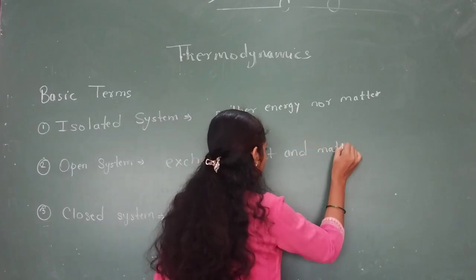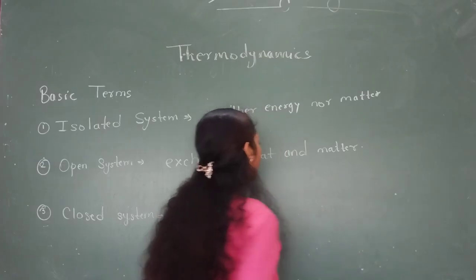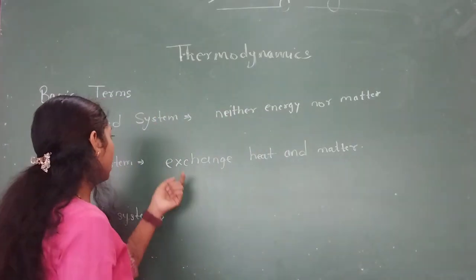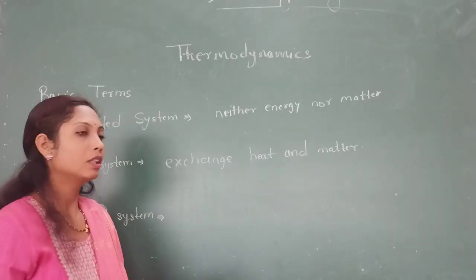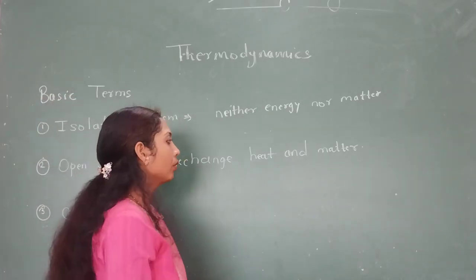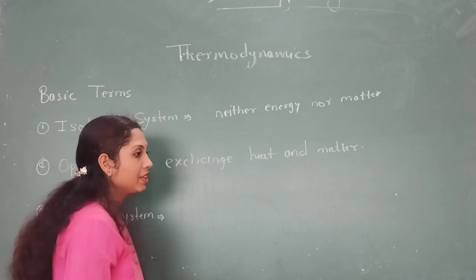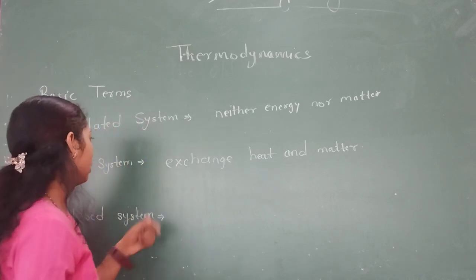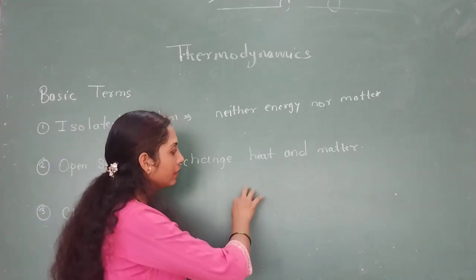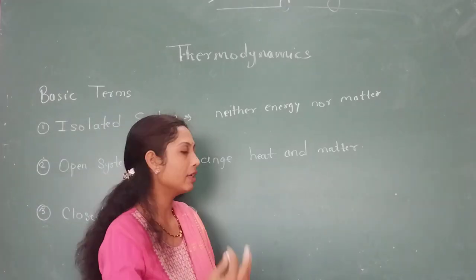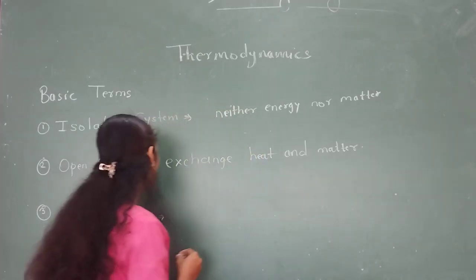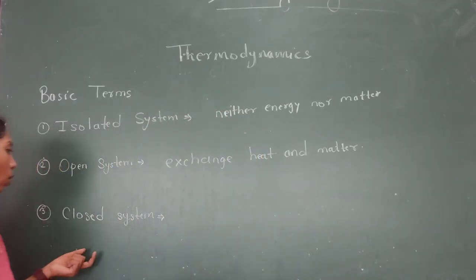An open system can exchange heat and matter with surrounding. For example, the reaction takes place in an open beaker. If the energy is evolved, then the heat can exchange with the surrounding and some particles also evolve during the reaction. Okay.